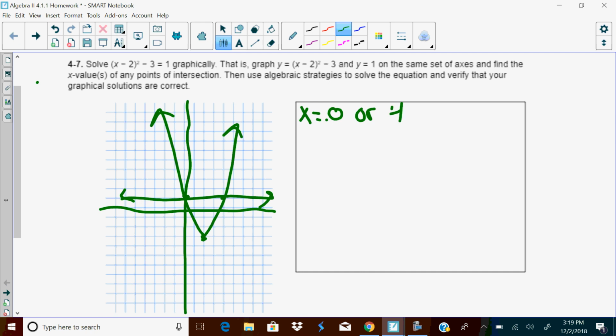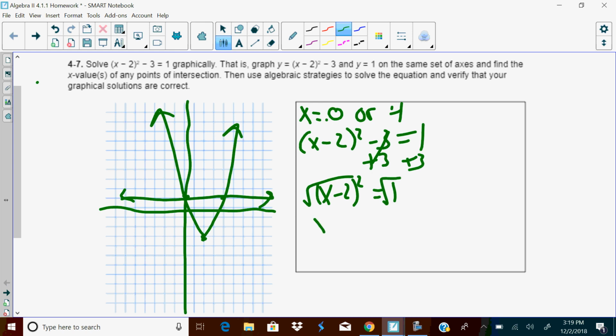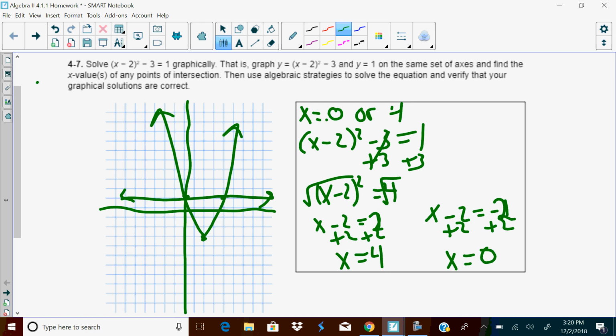Algebraically, first I'm going to add 3 to both sides. So I get (x − 2)² = 4. I take the square root. I get x − 2 = 2 and x − 2 = −2. Then I add 2 to both sides, so I end up with x = 4 and x = 0. So I verified that my graphical solutions match my algebraic solutions.